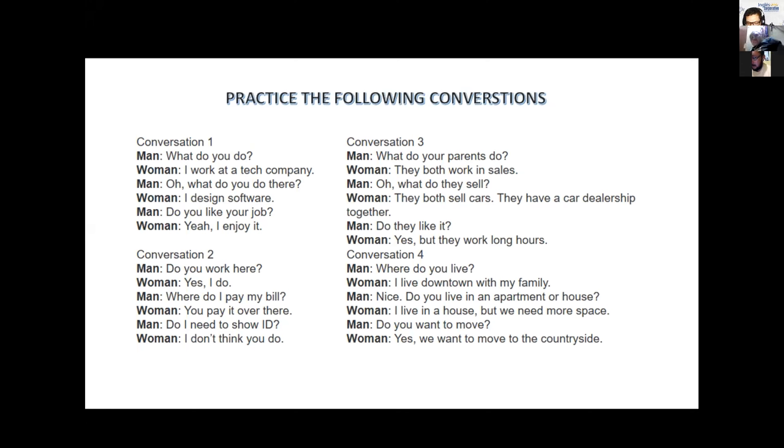Look at the conversation number two. Do you work here? Yes, I do. Where do I pay my bill? You pay it over there. Do I need to show ID? I don't think you do.